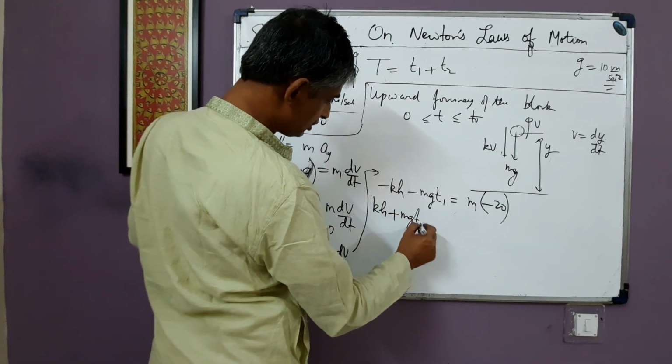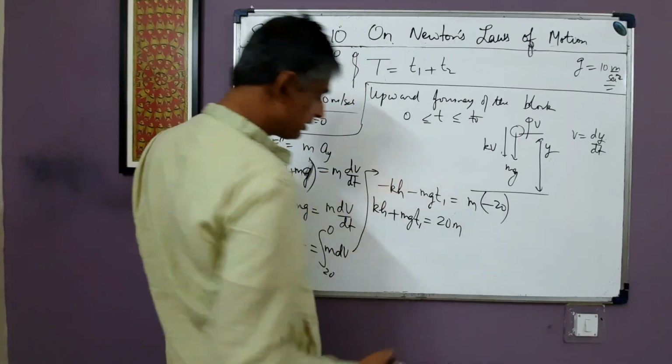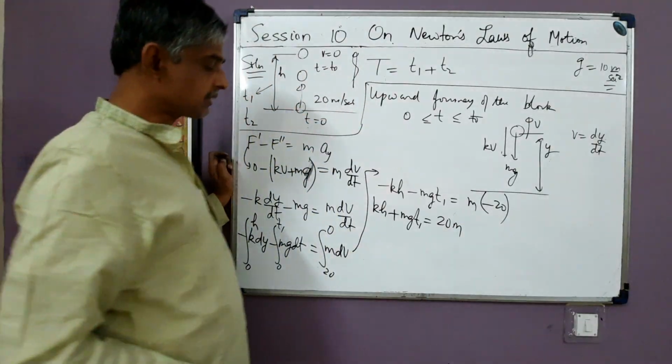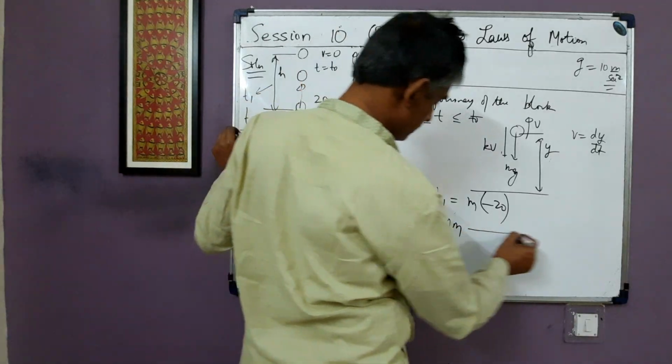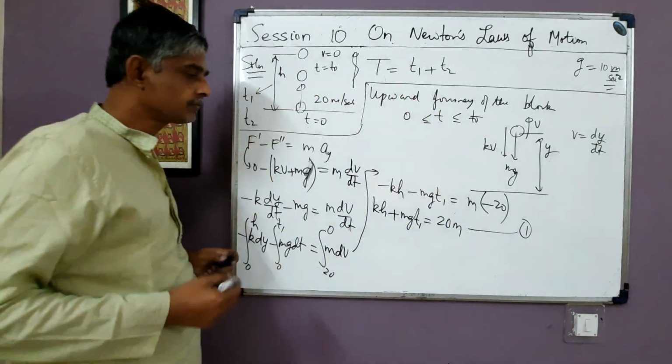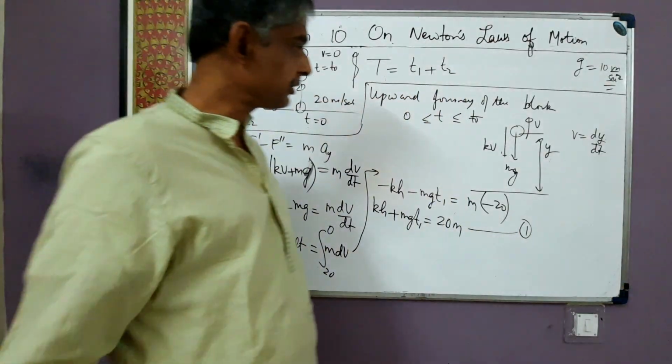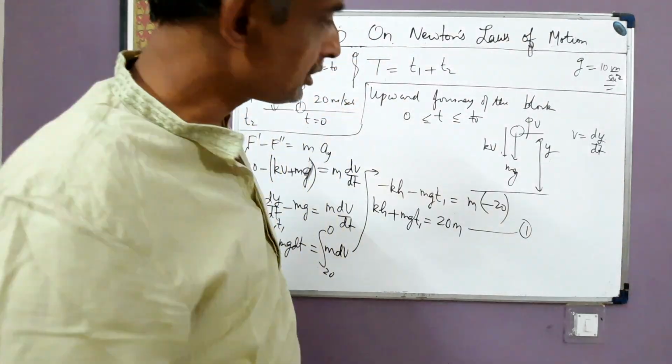kh plus mg t1 is equal to 20m. Okay. So kh plus mg t1 is equal to how much? 20m. This is the first equation. Okay. Now what do we do now? Now we consider the downward journey of the moving object.